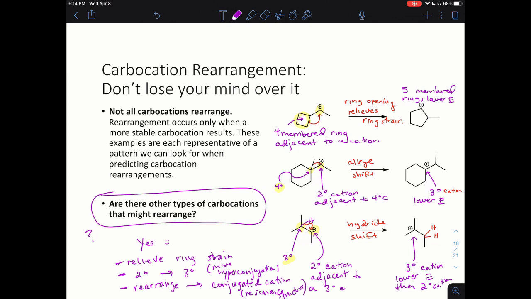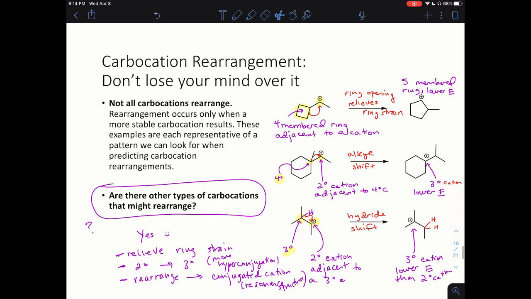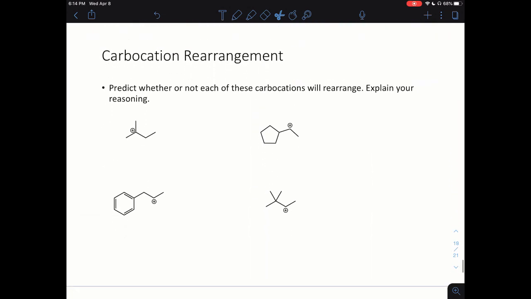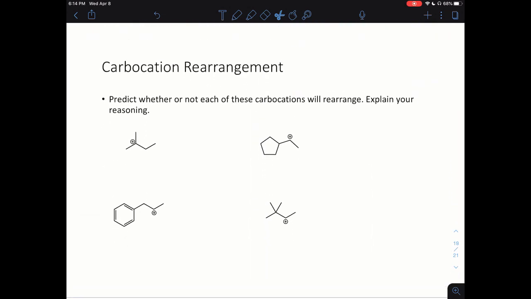All right, well, spoiler alert, I have an example of that on the next page. So we're not going to lose our mind over this. We're going to be calm. We're going to look for patterns. And yeah, we're just going to stay super chill because chemistry is fun. So pause and predict whether or not each of these carbocations will rearrange, and please explain your reasoning.